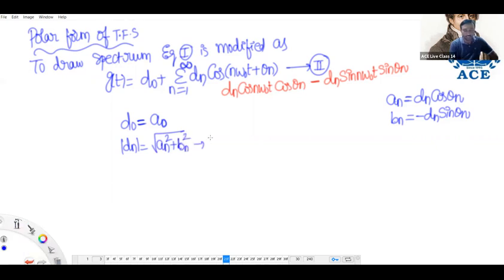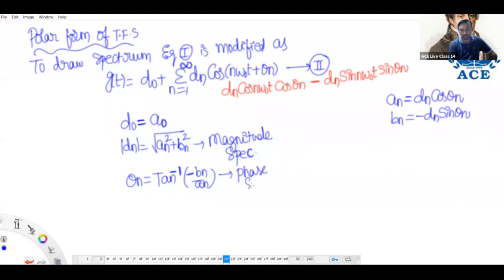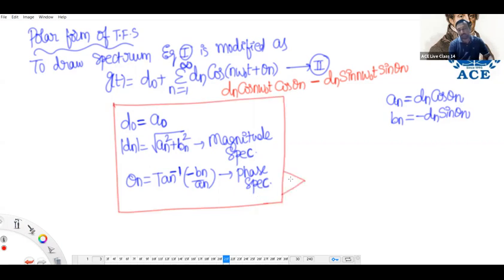That is called the magnitude spectrum. Sin theta by cos theta means tan theta. Theta n is tan inverse of minus bn by an, and that is called the phase spectrum. This is what you are expecting finally, the spectrum graph, which is decided by the polar form.